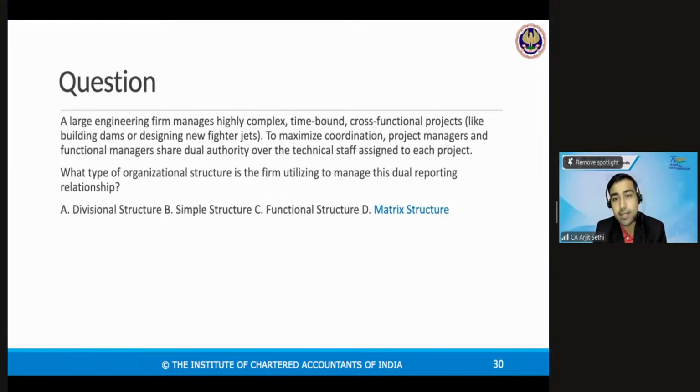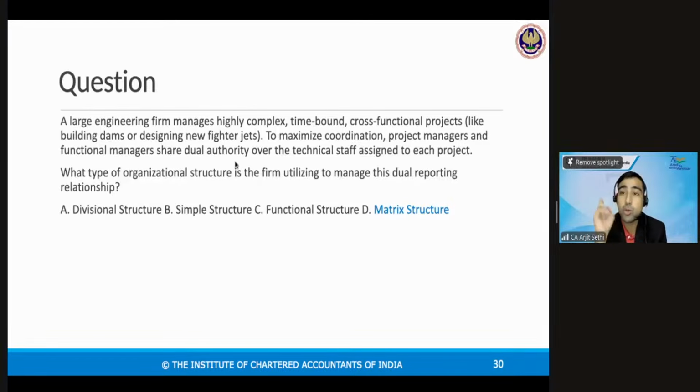The correct answer is matrix. Dual authority keyword है ही matrix structure. The moment you read dual authority, it is matrix structure. आंख बंद के आंसर दे. Dual authority is a characteristic of matrix structure, my friend. Okay, so the correct answer here is matrix structure.